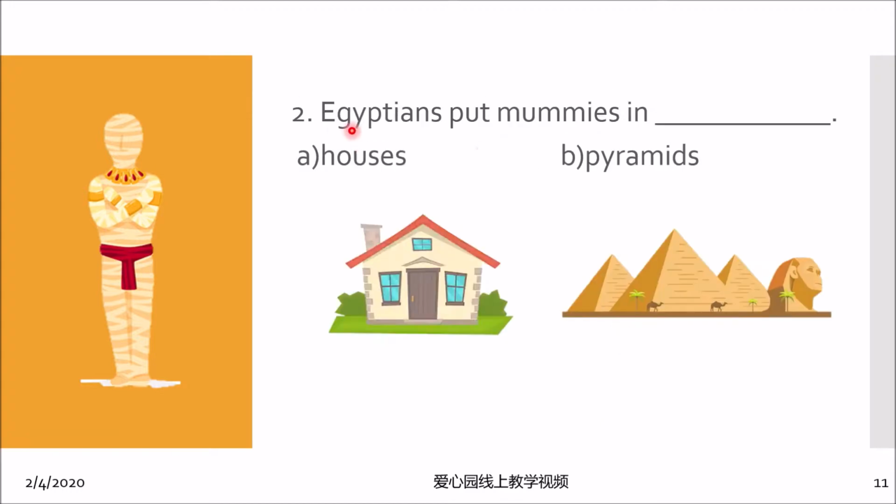Number 2, Egyptians put mummies in A. houses, B. pyramids. Yes, the correct answer is pyramids. It would be really scary if a mummy is in your house, right? So the correct answer is pyramid.